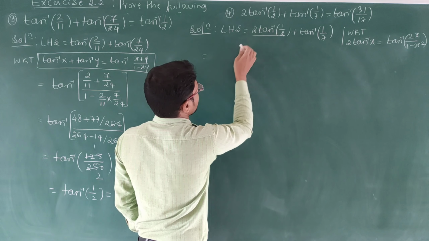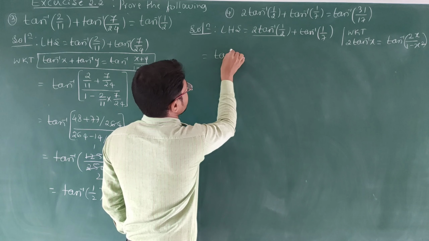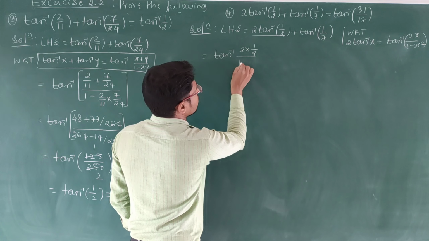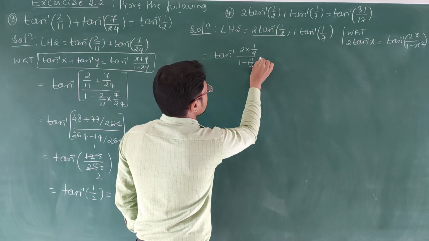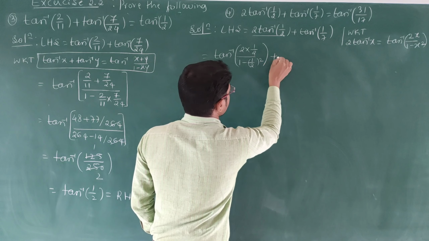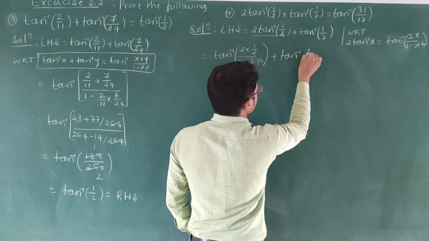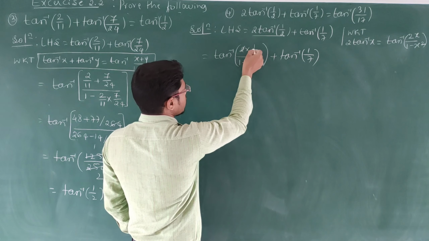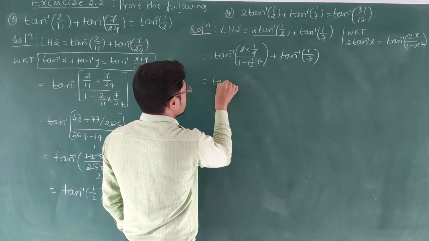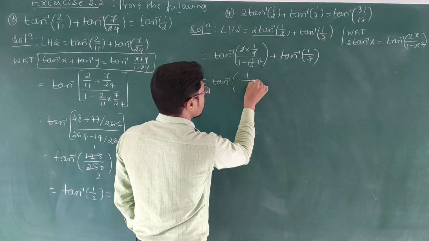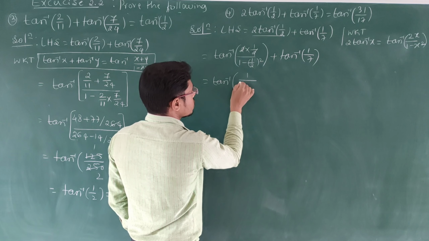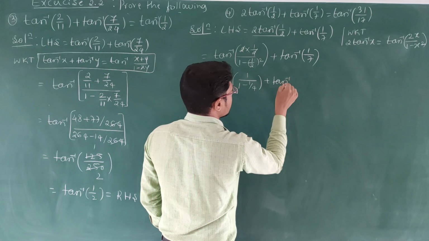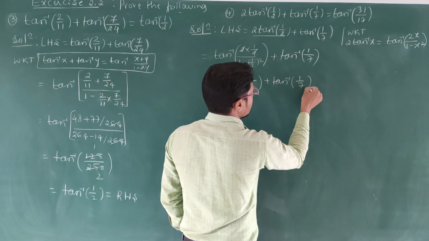First simplify this only. Tan inverse of 2 into x, x is 1 by 2, divided by 1 minus 1 by 2 square, plus tan inverse of 1 by 7. Okay, so 2 gets cancelled. Tan inverse of 1 divided by 1 by 2 square is 4, 1 divided by 4, plus tan inverse of 1 divided by 7.